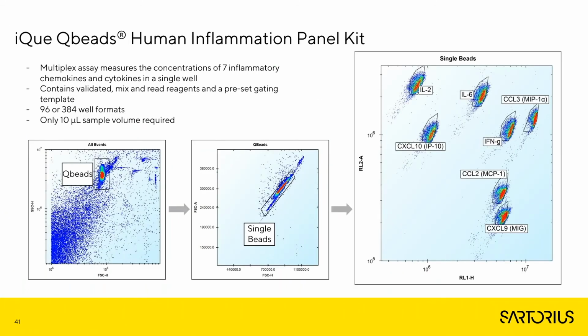So to investigate the effects of pembrolizumab on inflammation, we co-cultured DCs and T cells in a one-way MLR assay, and then analyzed the supernatant cytokine concentrations at days 2 and 6 using the iQue Human Inflammation Panel kit. So this kit measures the concentrations of 7 pro-inflammatory cytokines and chemokines in multiplex. And these plots show the preset gating template that's provided with the kit, which similarly to the T cell activation kit, helps us to separate our bead populations and to quantify each secreted protein concentration.